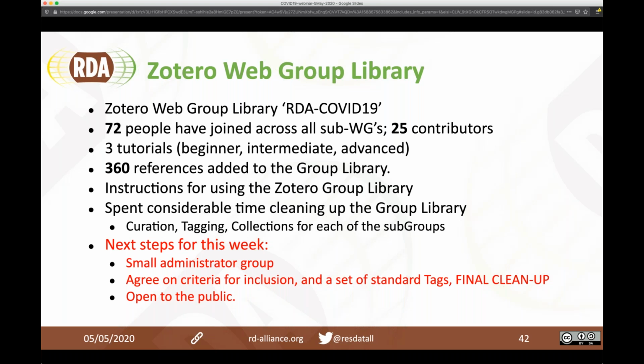So we're calling for a really big effort this week. Everybody who has contributed, all 25 people who have contributed resources to the library, please go back and make sure that it's tidy, that the essential fields have something in them, like, for example, author and publication year.